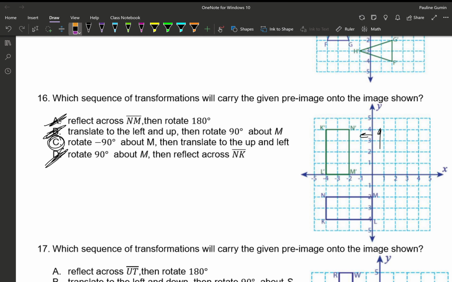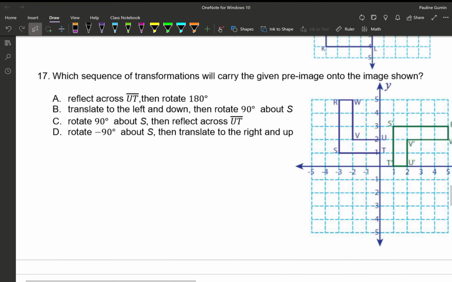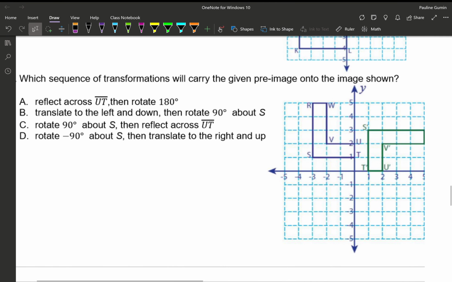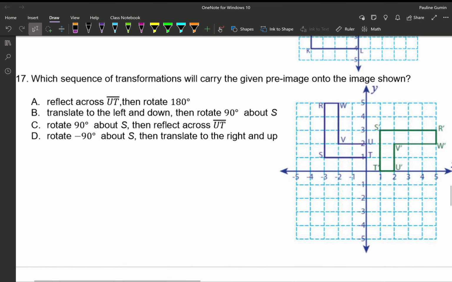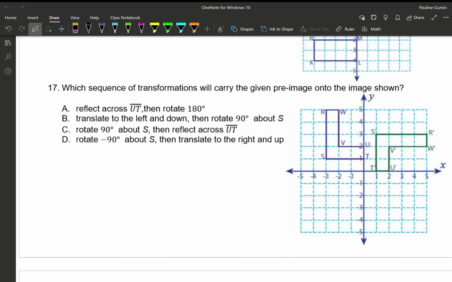Yes, yes, yes. All right, number 17. The purple L on the left is our pre-image, and then the green one is our image. Okay, the first one says reflect across UT and then rotate 180. No. Translate to the left and down. Absolutely not. Rotate 90 degrees about S. That would still be on this side, so no.